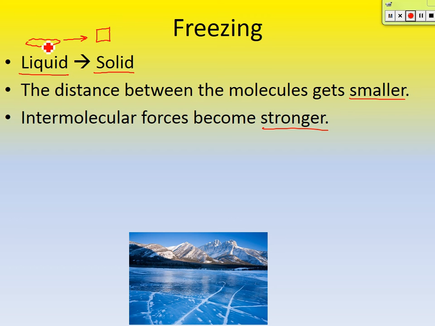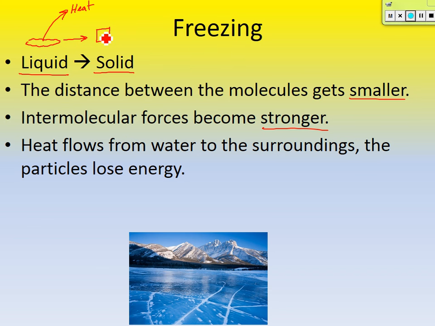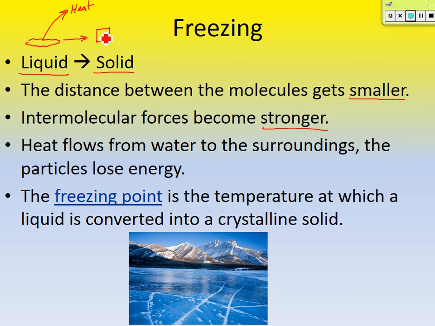Now, let's talk about the heat flow. Does heat have to flow into this puddle to make ice, or does it have to flow out? Does this water have to gain heat or lose heat? Lose heat. It's got to lose heat, so heat flow has got to be out. When the water loses heat in the liquid phase, it's going to become solid water or ice. So heat flows from water to the surroundings, and the particles lose energy and they freeze. Okay, this point at which this happens is called the freezing point. Again, it's different for every substance, but what is it for water?